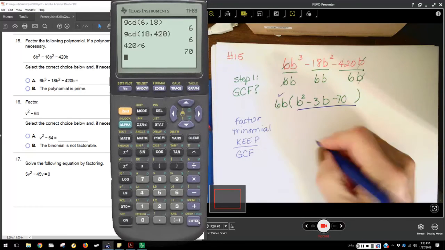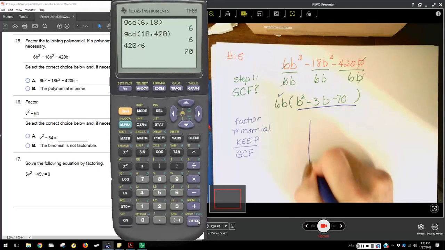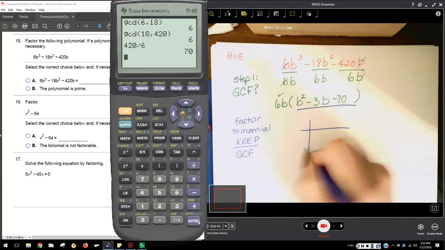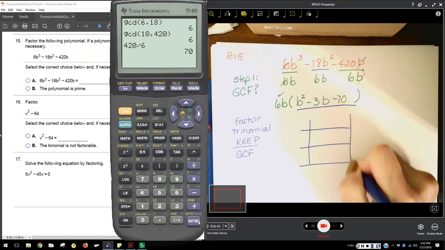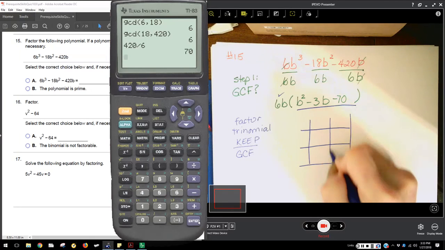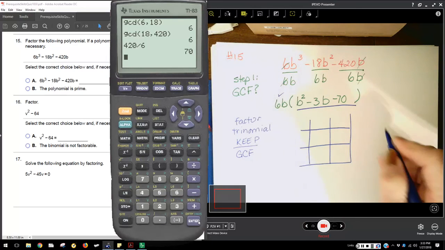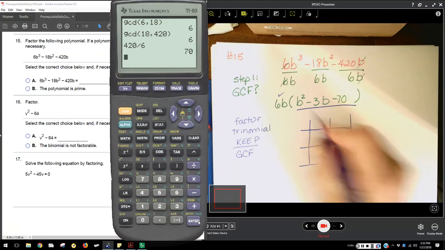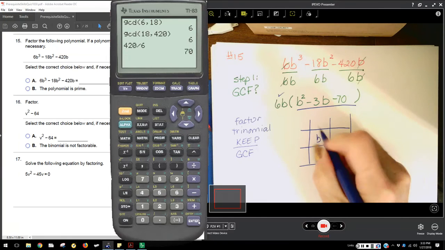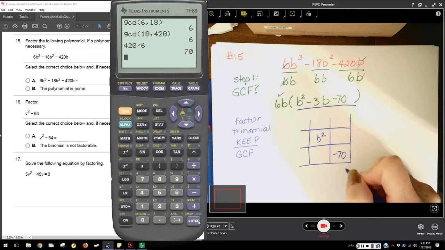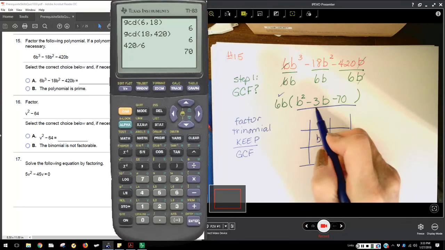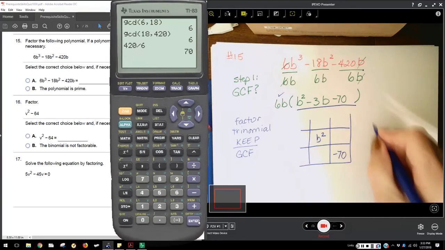So as we factor the trinomial, I've showed you before, we know that trinomial used to be the product of two binomials. And the first times the first gave us b squared. And the last times the last gave us negative 70. What we don't know is what is going to give us the negative 3b. We've got to find that negative 3b.